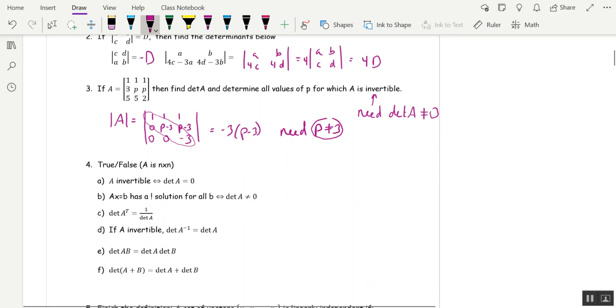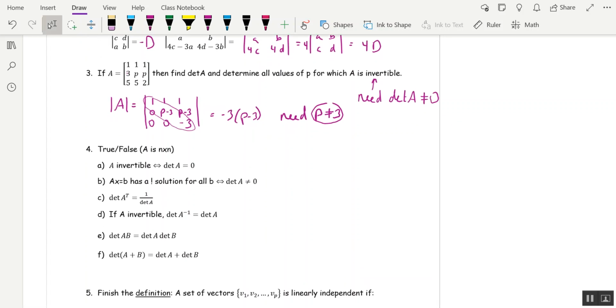Okay, now a few true false and one definition. You should just pause it and do these on your own. All right, hopefully you did that. A is n by n. A is invertible if and only if the determinant of A is 0. No, we just looked at that. Determinant A should not be 0.